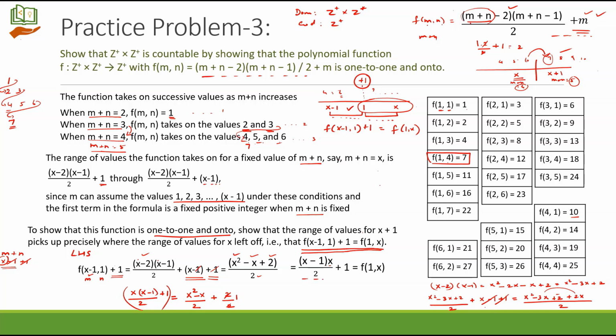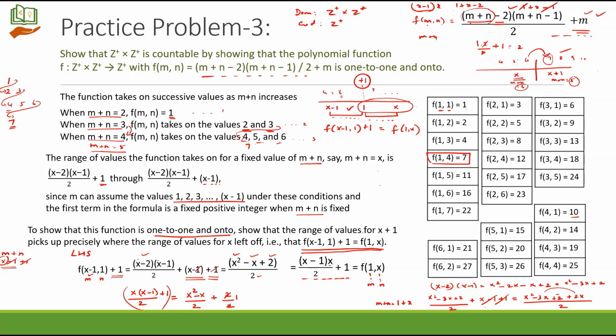Now what is this particular equation? Let's take f of (1, x). So here m is equal to 1, n is equal to x. What is m plus n? It is 1 plus x. 1 plus x minus 2 will give x minus 1 in the numerator part, and 1 plus x minus 1 will take plus 1 and minus 1 and will give you ultimately just x. So this will be in the form of (x minus 1) into x.